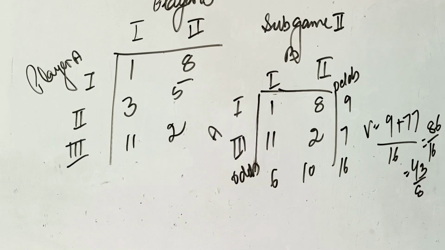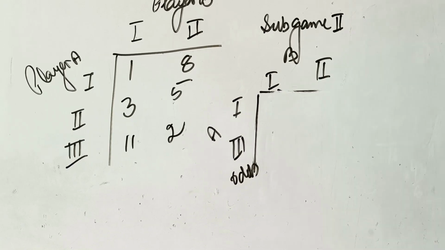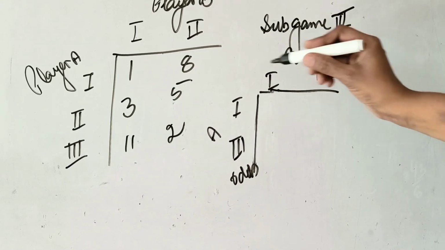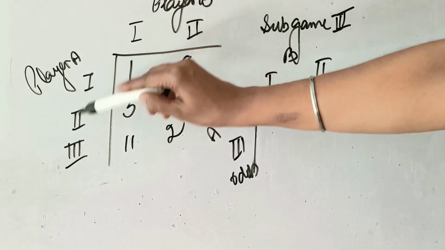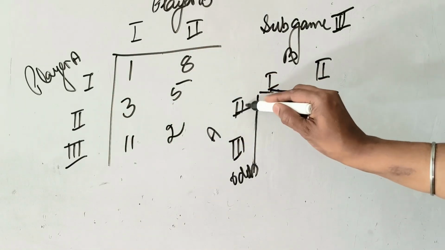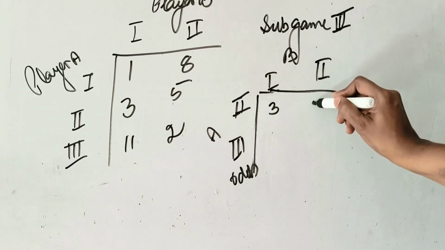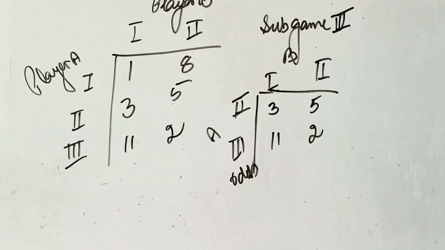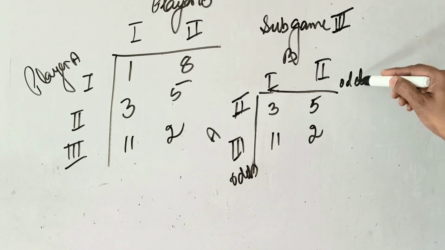Let us make now third subgame. Now for our subgame number 3, B will have same strategies 1 and 2. We have done with first, second, first, third. Now only one is left, that is second and third. So 3, 5, 11 and 2. Let us see now whether this game has a saddle point or not. No, this will not have a saddle point. So we will solve it with odds.